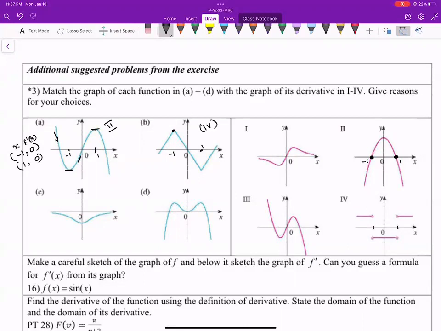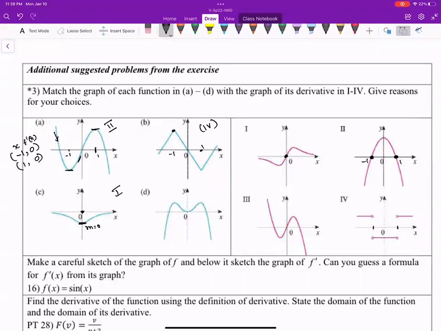Let's look at C. You have a decreasing slope, and then at 0 there is a horizontal slope, and then it increases. So it's more like number 1, because it starts off negative, then at 0 it crosses 0 and starts off positive, and then it becomes horizontal towards the end, so the slope becomes 0.